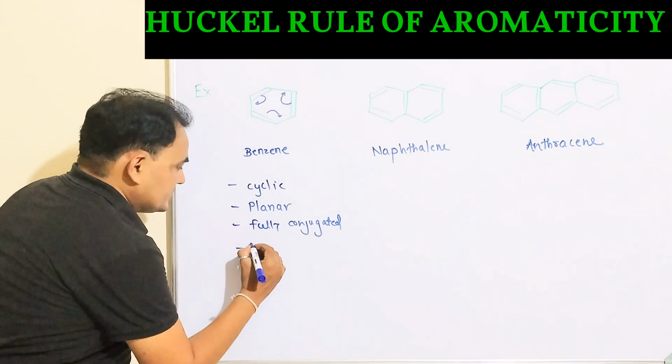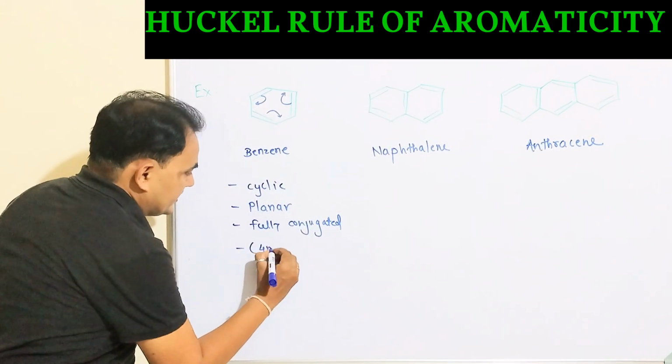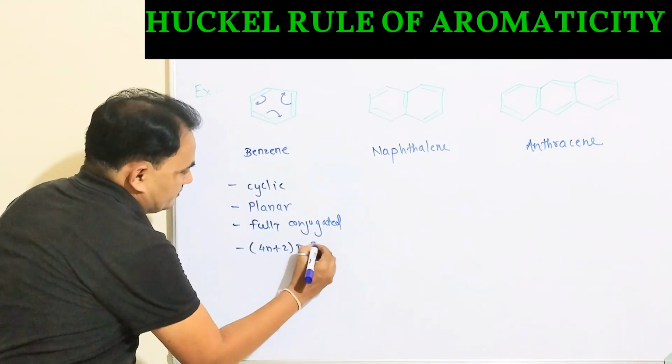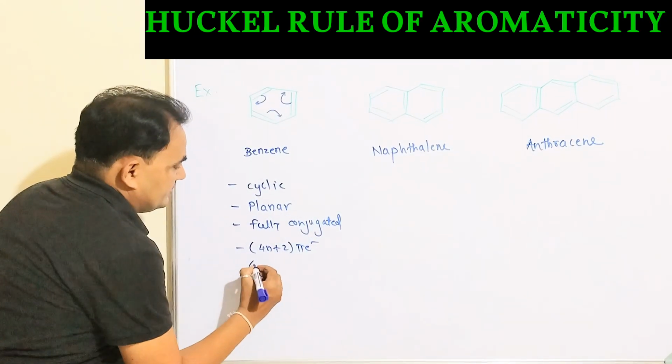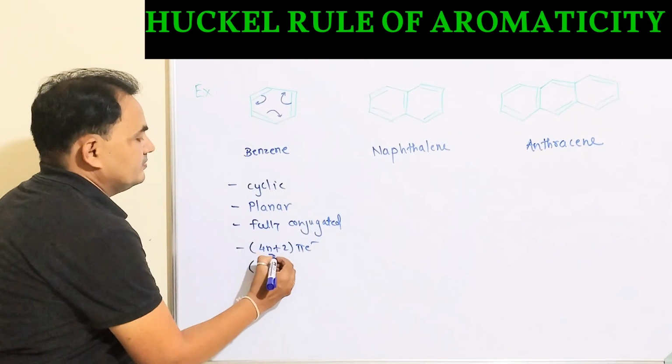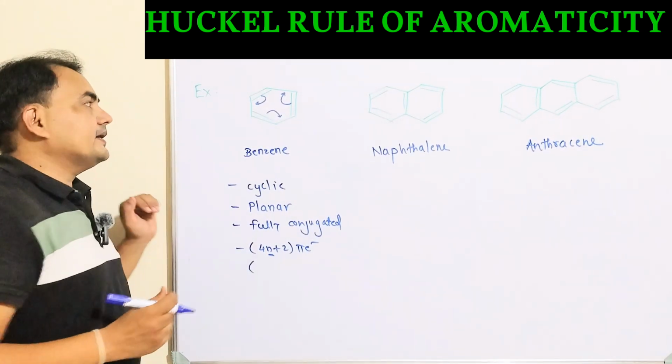Now we check the fourth condition. Benzene consists of 4n plus 2 pi electrons. Suppose here we take n. What is the n? N means number of pi electrons.